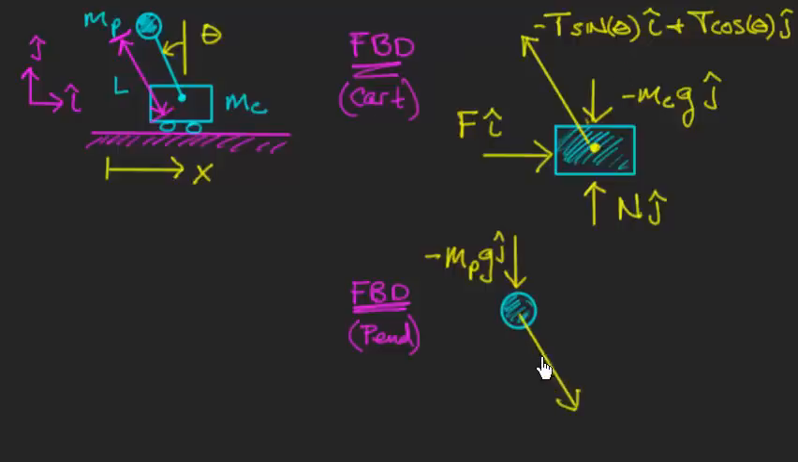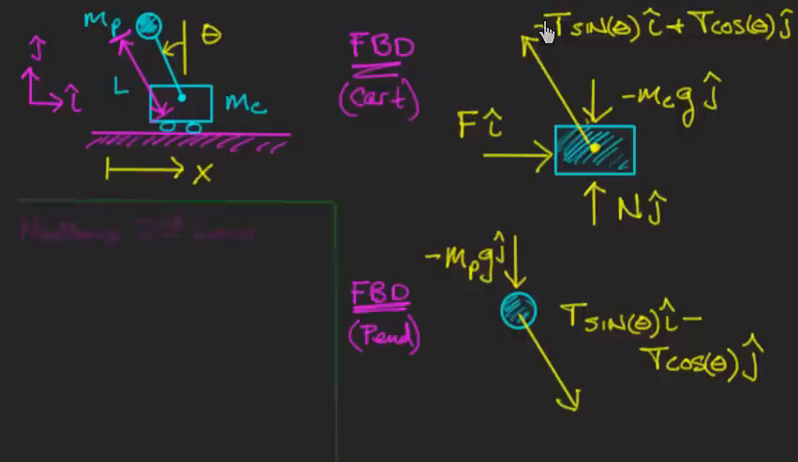So when I draw the rod tension on this free body diagram, I'll put it in exactly the opposite direction, and when I label it, I'll put positive T sine theta in the i hat direction, and then minus T cosine theta in the j hat direction. Remember, they're equal and opposite, so this force right here is equal and opposite to that one up there. And I think that does it. So now I think I'm ready to start writing equations of motion.